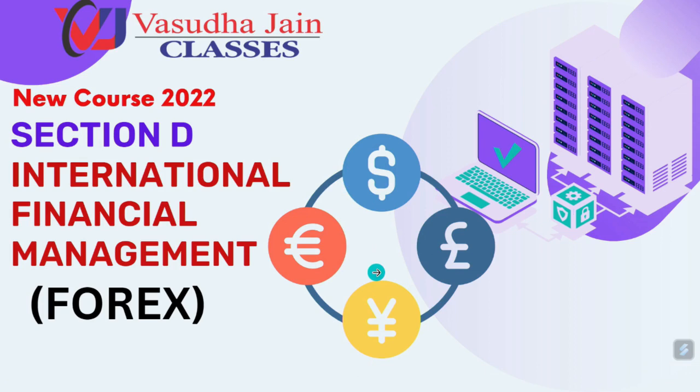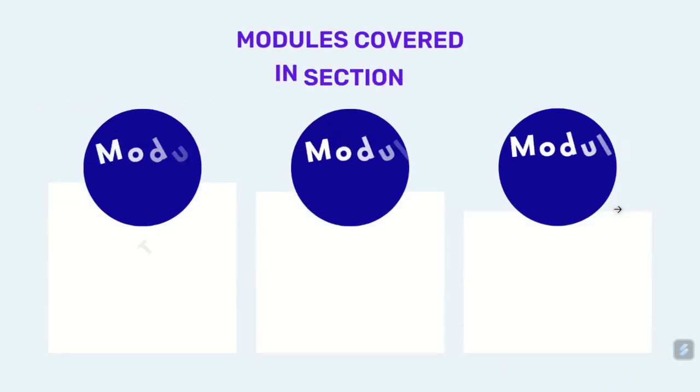We are going to understand the mechanism of the currencies when we do international business, when we deal with America, when we deal with Japan, when we deal with other countries, their currencies are also involved. So in this section D, we are going to manage the international finance part. Okay. Now section D has 3 modules.